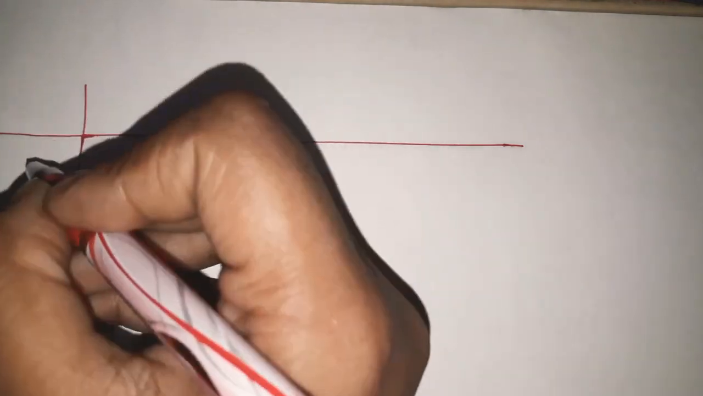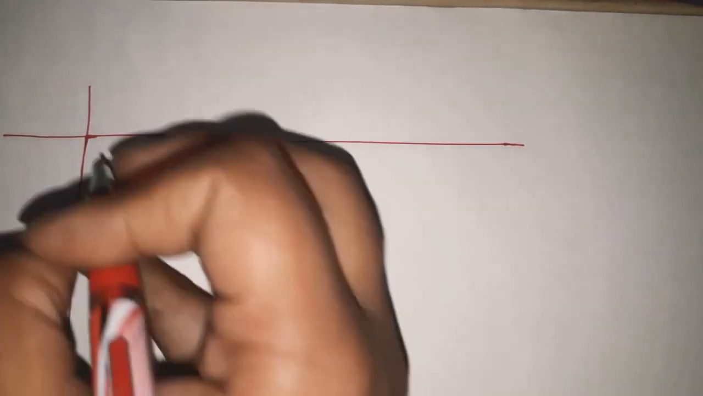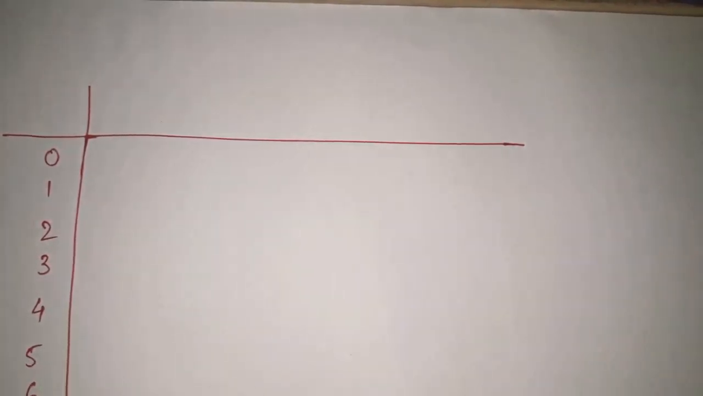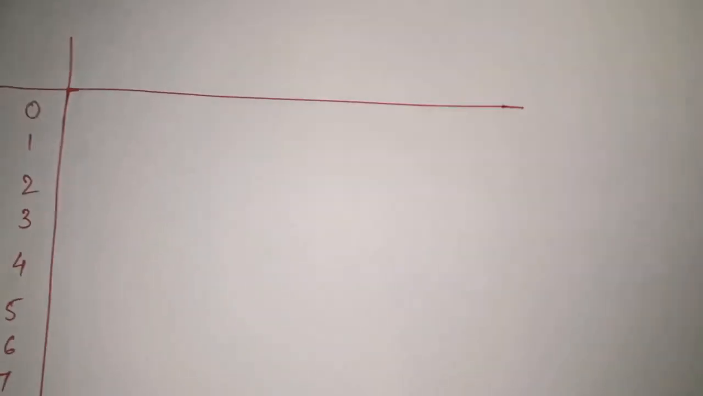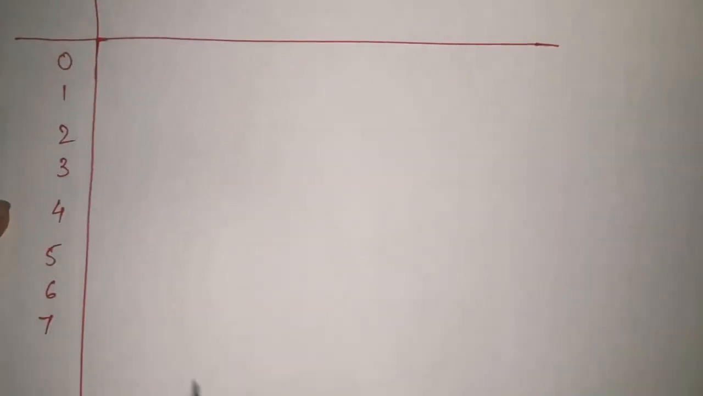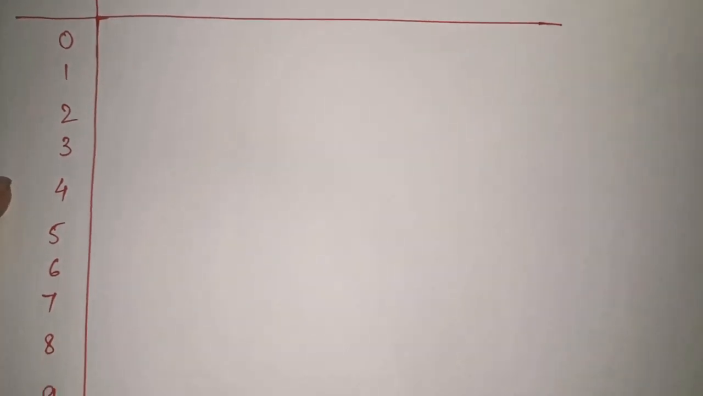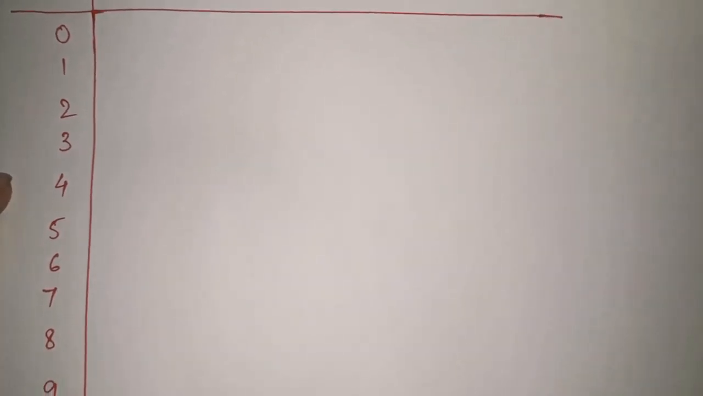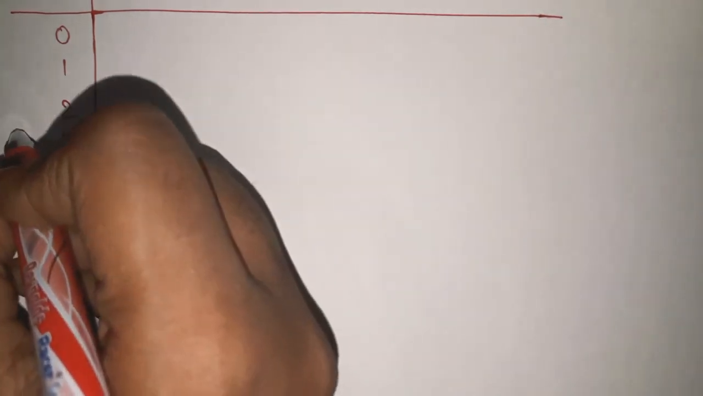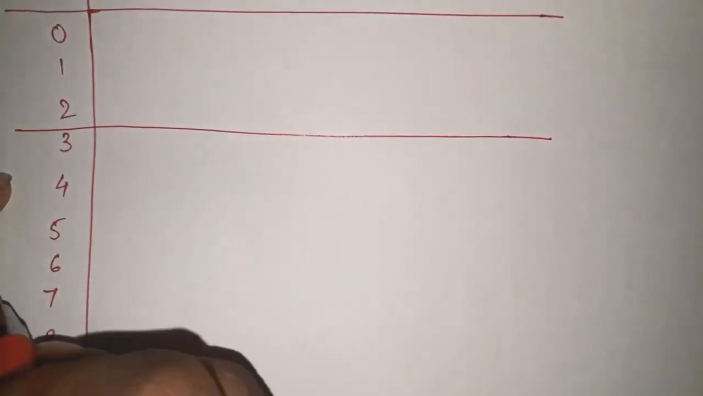Here also we will be writing the state numbers here. Our state numbers were 0 to 9. So 0, 1, 2, 3, 4, 5, 6, 7, 8 and 9. So these are the state numbers that we got, right? Let's divide it.